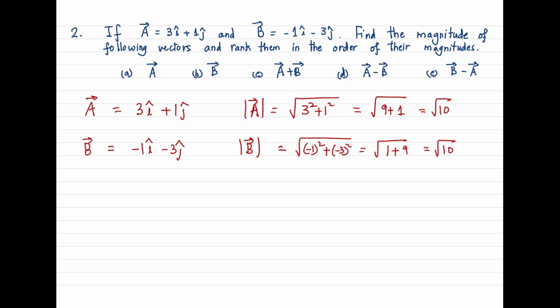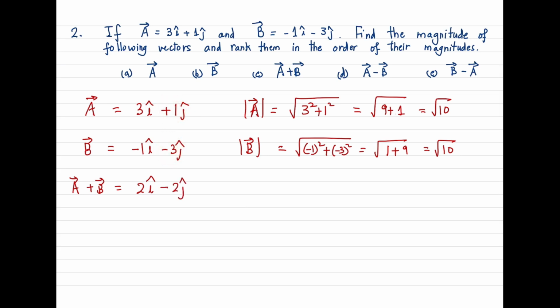Now I can find A plus B. But before I do A plus B, I have to find the vector itself. So I will add A and B, the i components and the j components separately. When I add the i component, I can see this is 3 and this is minus 1, so I'm going to get 2i cap. And this is plus 1 and minus 3, that will be minus 2j cap.